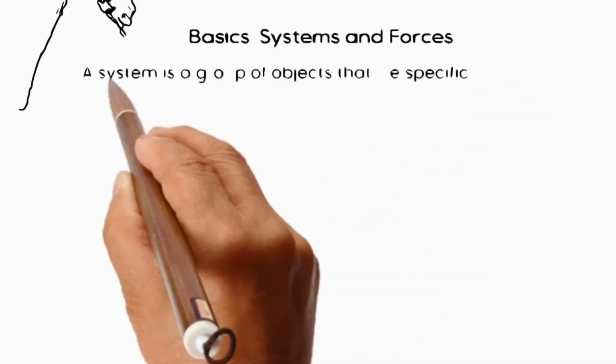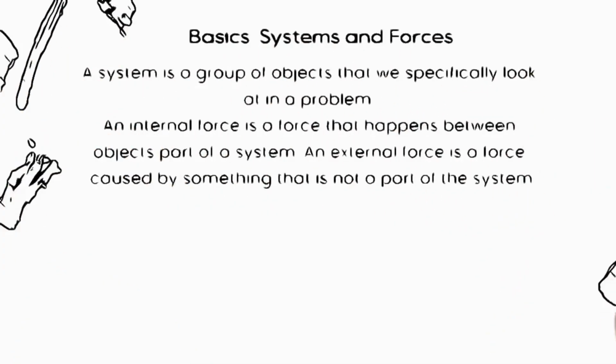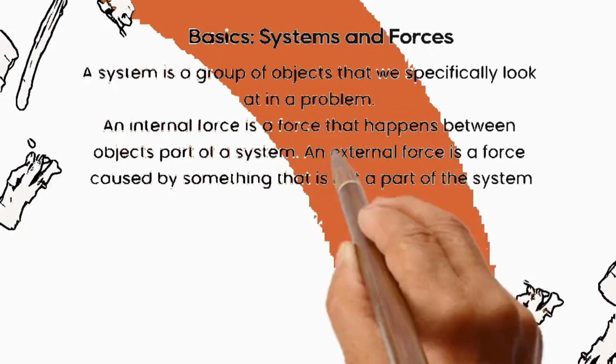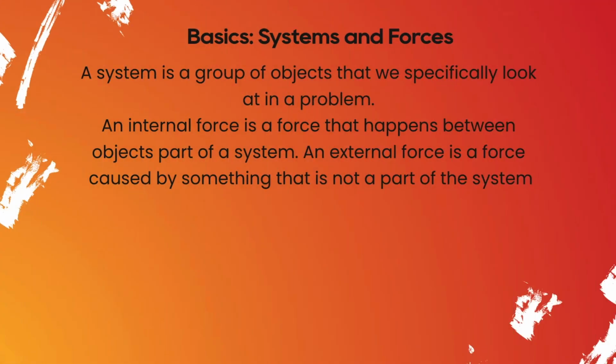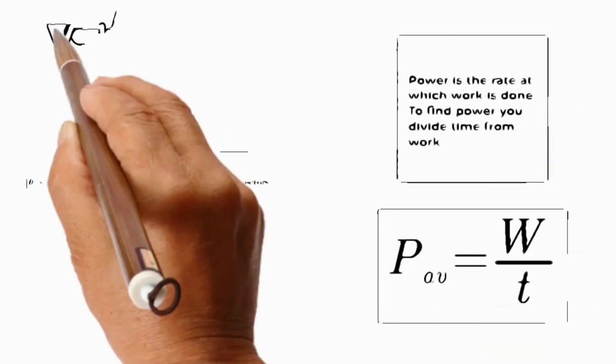So this unit begins with some basics: systems and forces. A system is a group of objects that we specifically look at in a problem. An internal force is a force that occurs between objects part of that system, while an external force is a force caused by something not part of that system. Now let's move on to work and power.